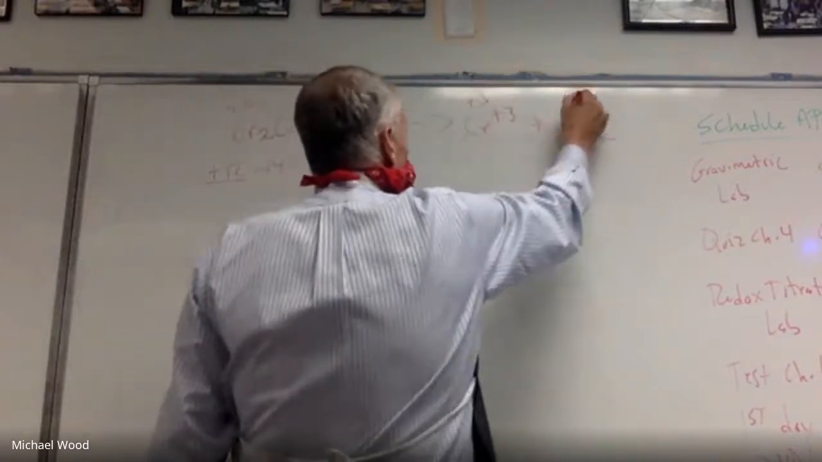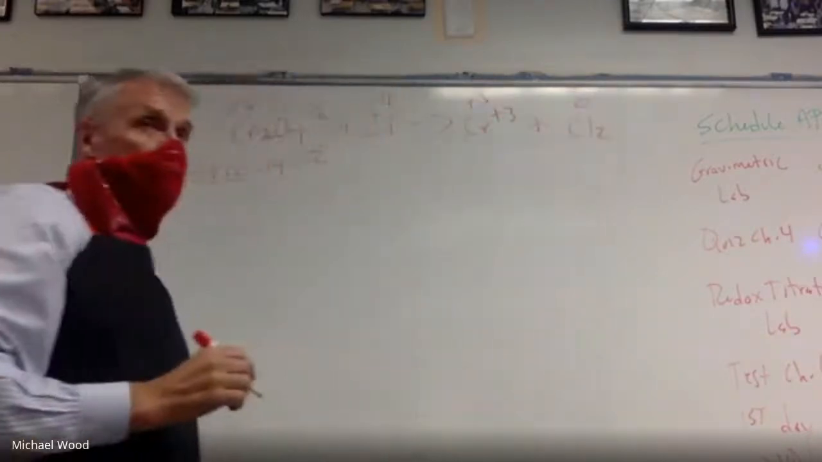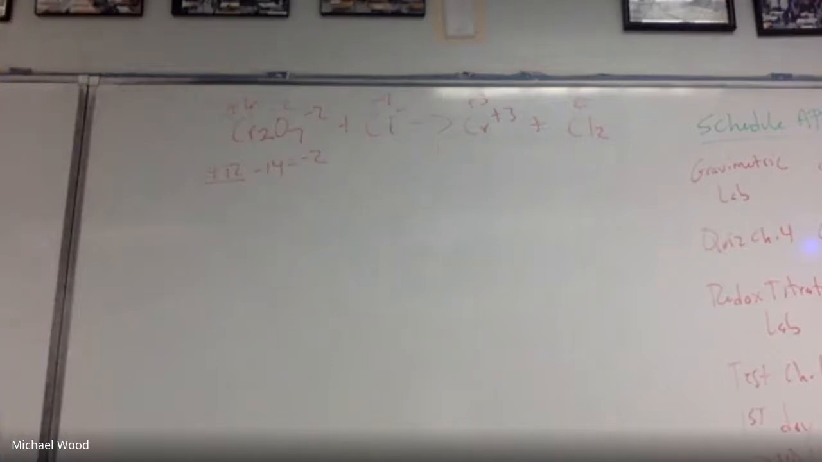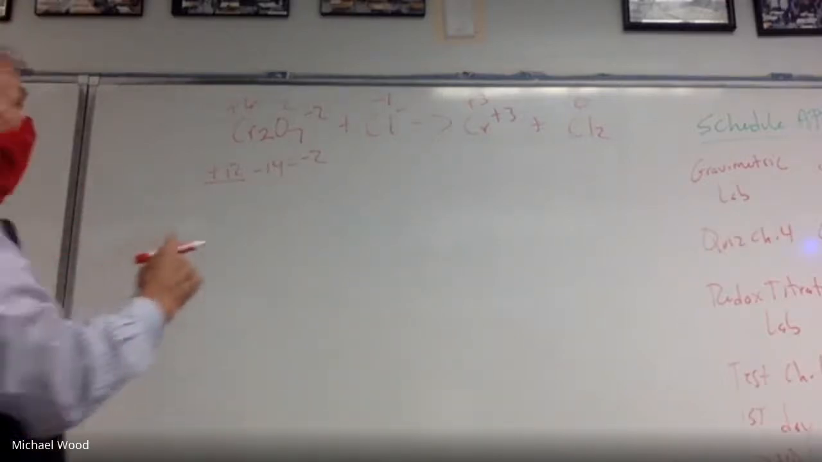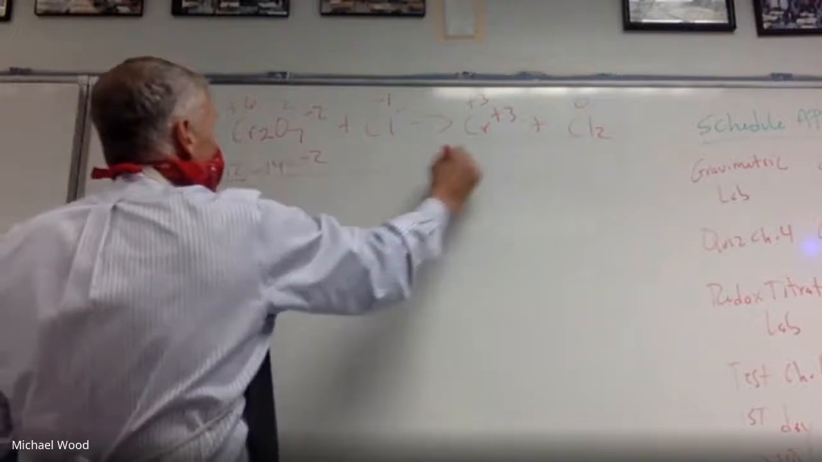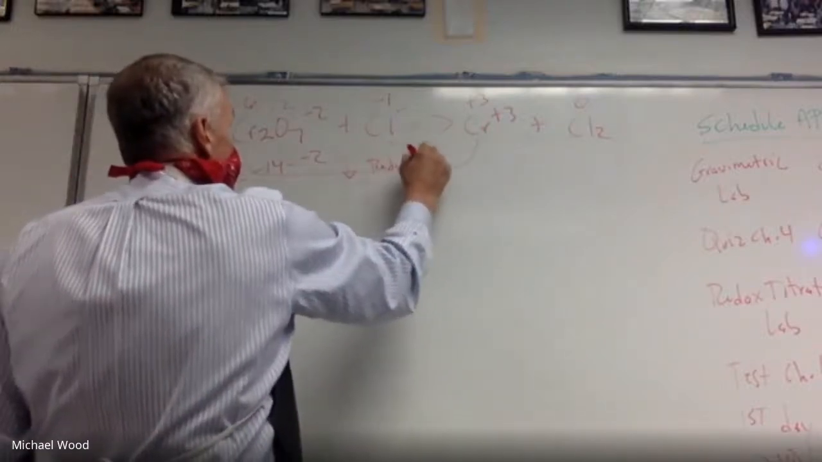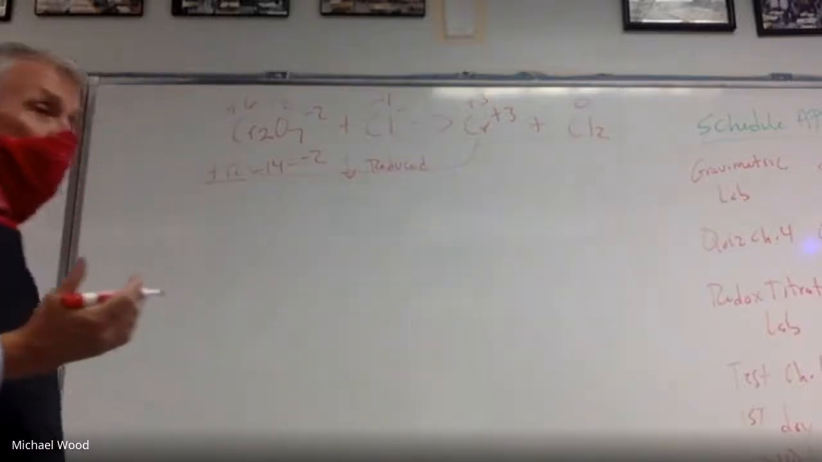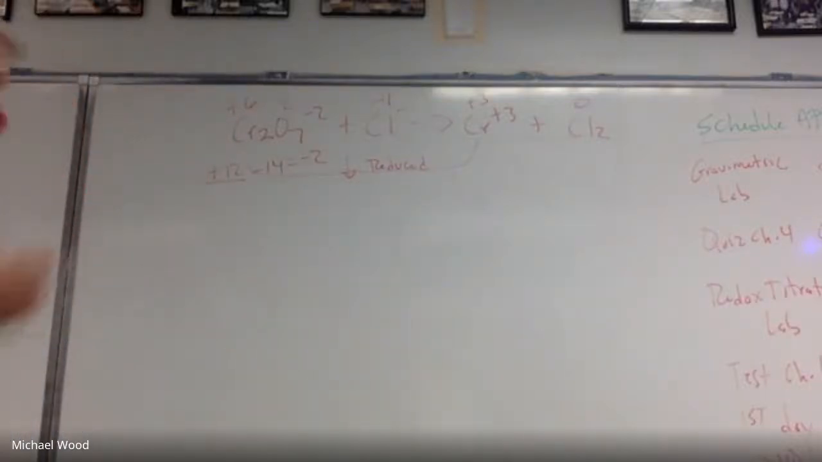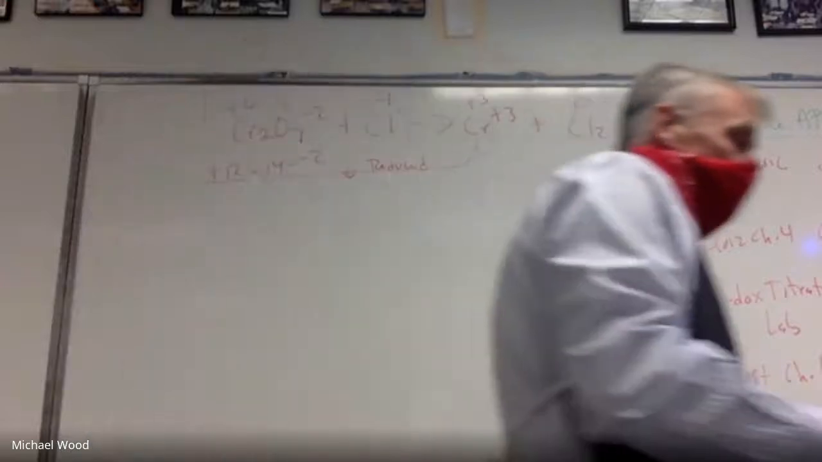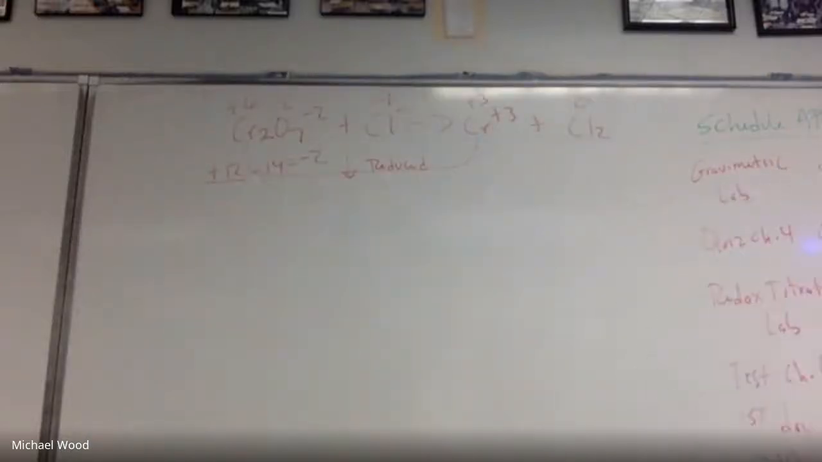Chromium is positive 3. And chlorine is 0 because it doesn't have any charge. And then if I look here, the chromium went down, which means it was reduced. And really, this is the way I always remember this. I go shopping at Walmart because Walmart reduces their prices. Well, reducing their prices means the prices go down.